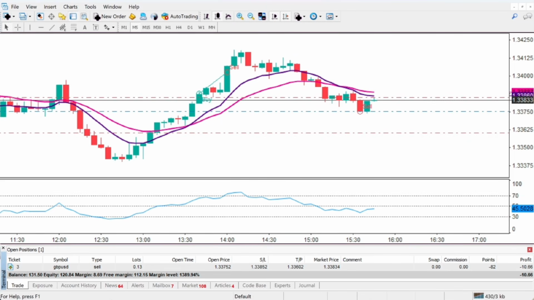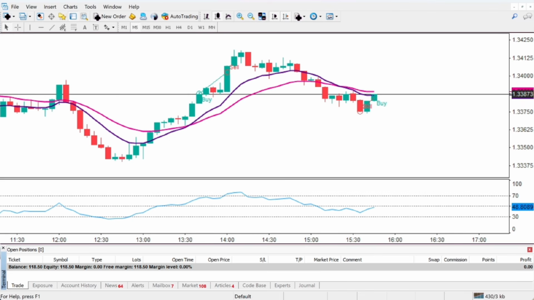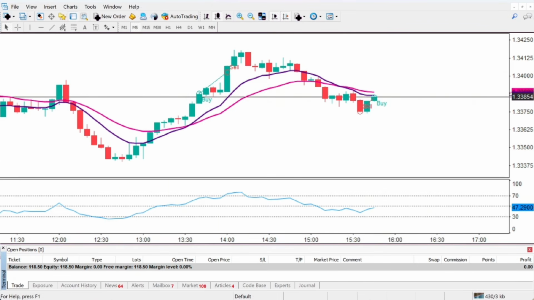Now here's the thing. This setup looked fine on paper, but the result, not so much. We ended up taking a full loss, and balance drops to $118.50. Can't lie. That stings a bit after 2 solid wins. But that's the thing with EMA crossovers. Sometimes they catch the trend early, and sometimes you just get caught in the chop. Let's shake it off and see if Gemini can bounce back on the next one.